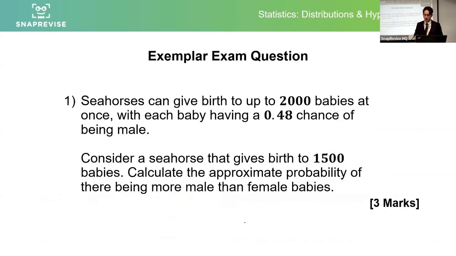So seahorses can give birth to up to 2,000 babies at once, with each baby having a 0.48 chance of being male. So considering a seahorse that gives birth to 1,500 babies, calculate the approximate probability of there being more males than females. Right, quite a nice little question.